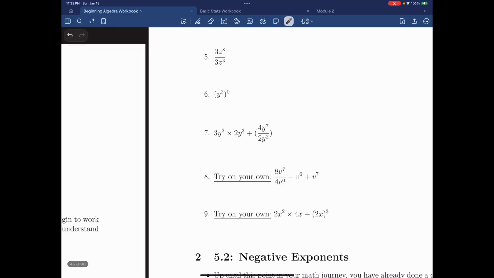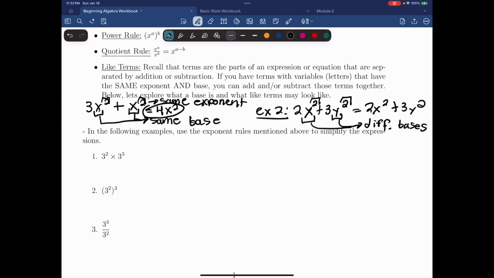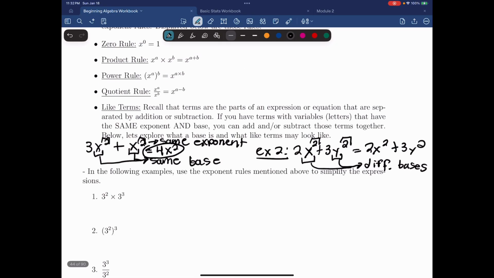You're going to need to use exponent rules for that. So let's start using exponent rules right now, so that way you can get the flow of it and see how it works. So we have 3 squared times 3 cubed. While using these exponent rules, we can use the product rule here because we have the same base, 3 and 3. So all we need to do is add the exponents together.